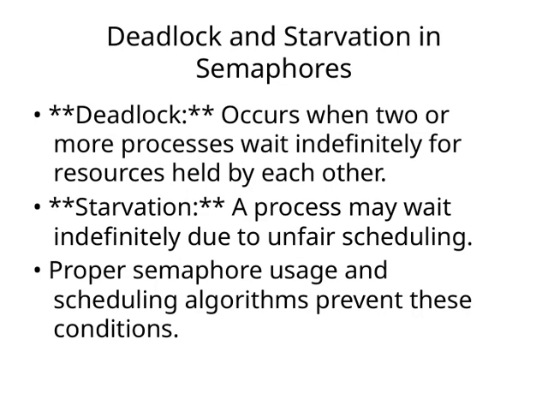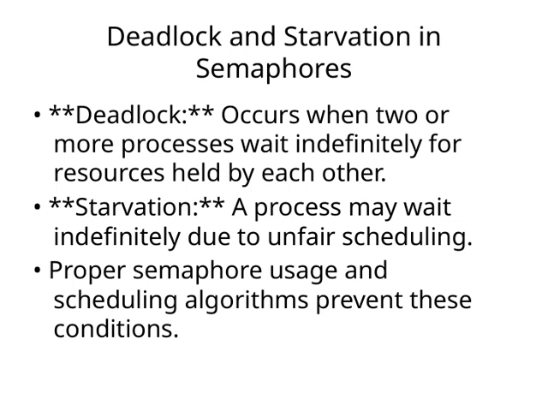Now, let's talk about deadlock and starvation in semaphores. Deadlock happens when two or more processes are stuck waiting for resources that the other processes are holding, and nobody can move forward. It's like a standstill where each process is waiting for the other to release something, and that wait never ends. On the other hand, starvation occurs when a process gets stuck waiting indefinitely because the scheduling algorithm favors other processes, often unfairly.